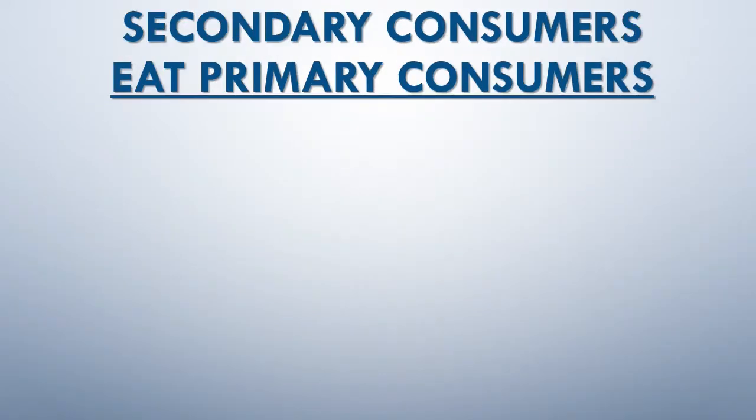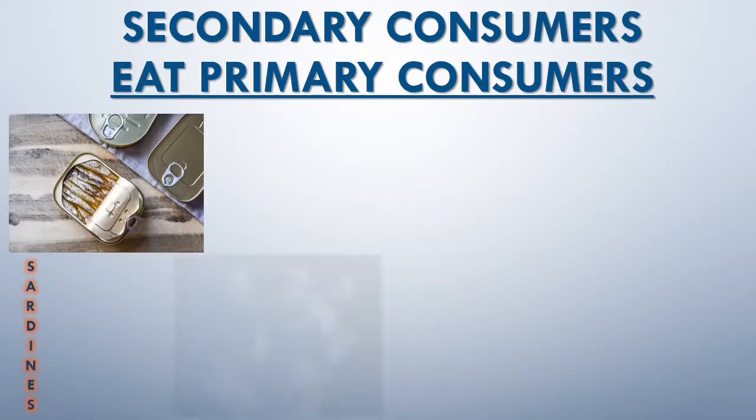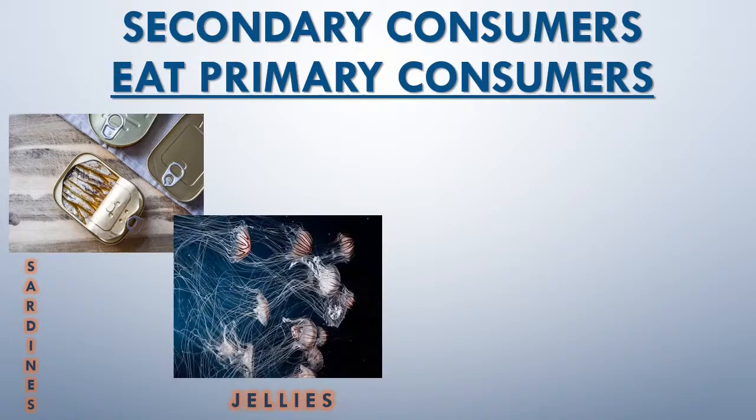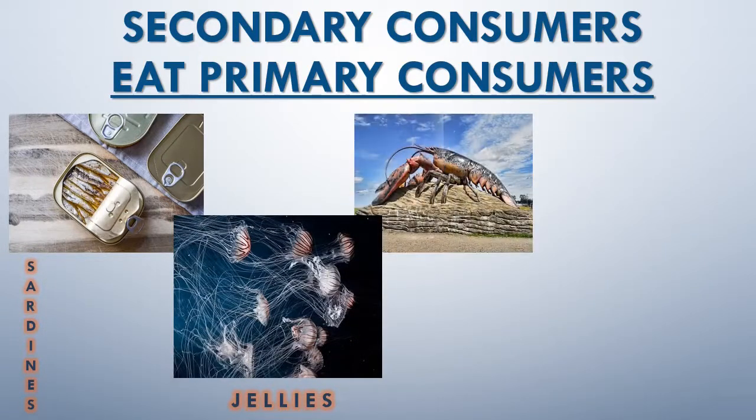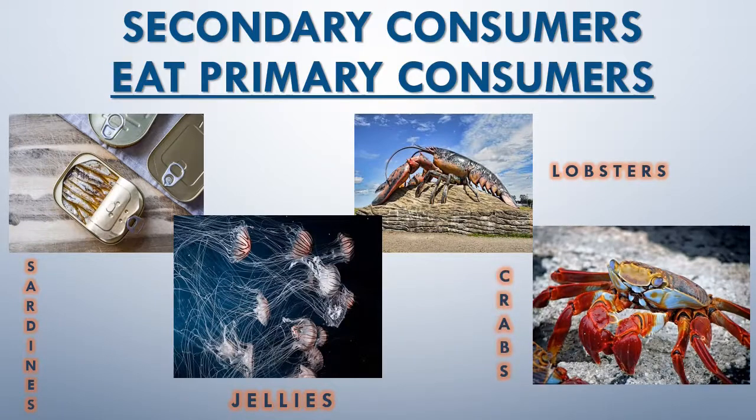We have the secondary consumers, and they eat the primary consumers. Some examples of secondary consumers are sardines, the beautiful jellies, the lobsters, and the crabs. And these animals eat the smaller fish and crustaceans. Now, again, pause the video, draw one of these animals, and put their name in the correct spot on your pyramid.